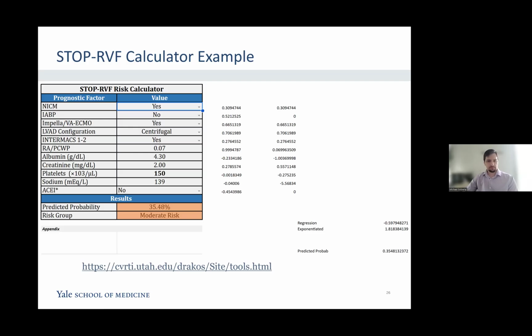And it will give you a predicted probability of RV failure and tell you what group they think that patient is in. So I just added some numbers and made up a patient, and it put out a 35.48% risk prediction of RV failure post-implant, which is in their moderate risk category. So it tells you both an actual percentage, as well as what general group they think the patient should be within. And then over on the side, you see the coefficients, which they summed to create this, and then you use the linear regression equation for it.